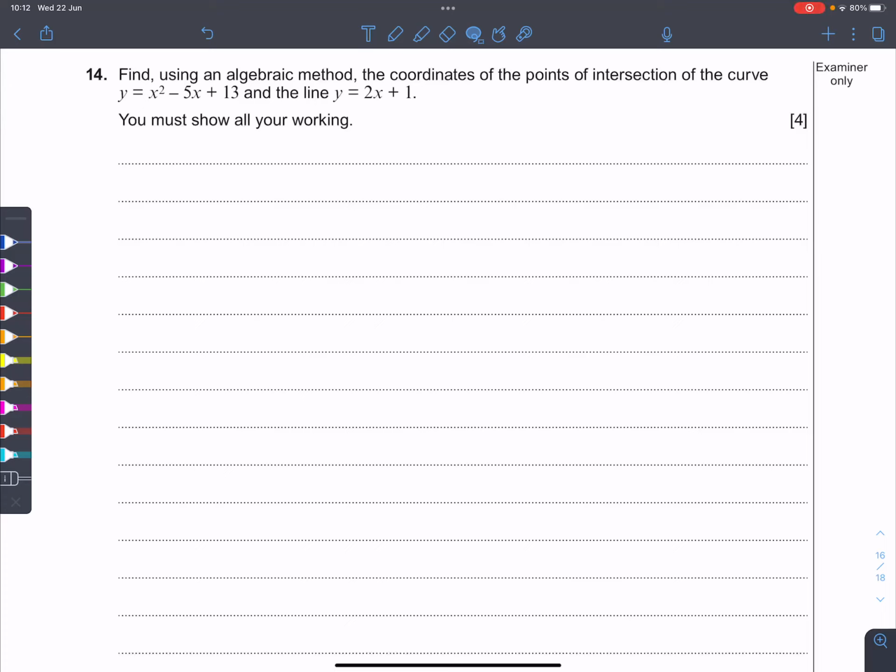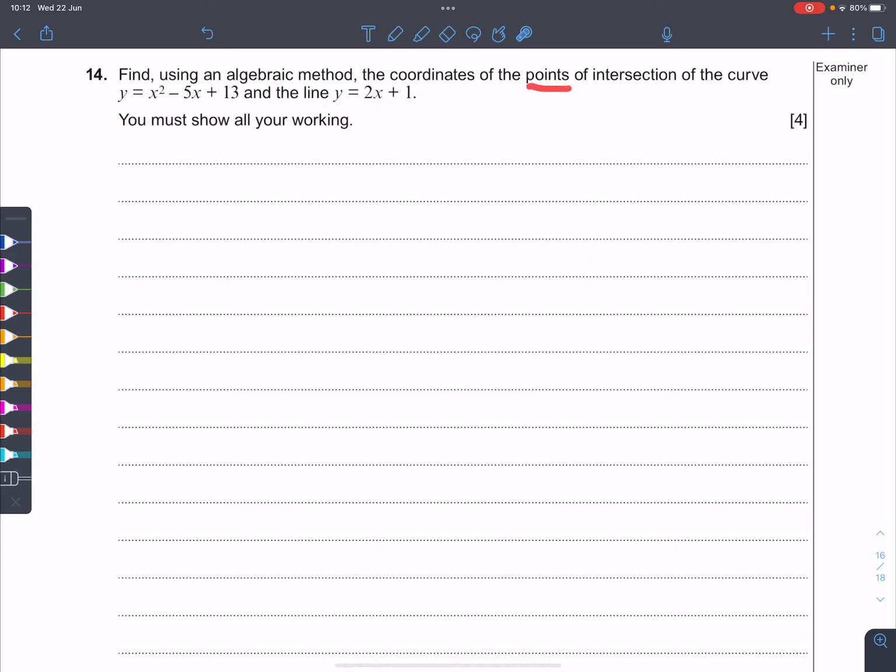Okay, this is question 14 on the WJEC additional maths paper from 2019. In this question, we need to find, using an algebraic method, the coordinates of the points of intersection of a curve, y equals x squared minus 5x plus 13, and a line, y equals 2x plus 1.